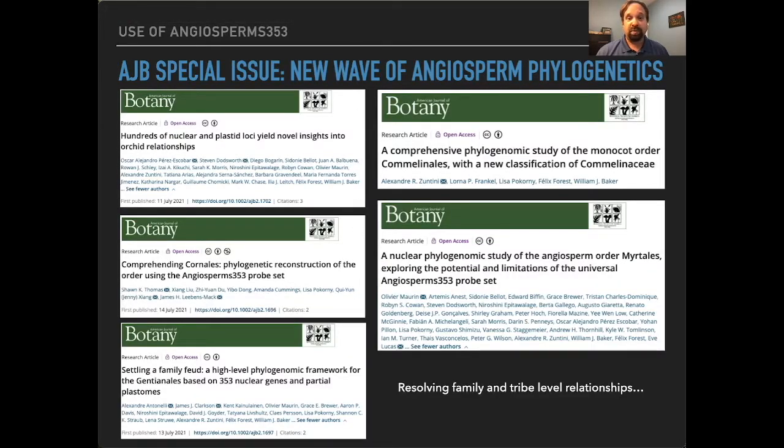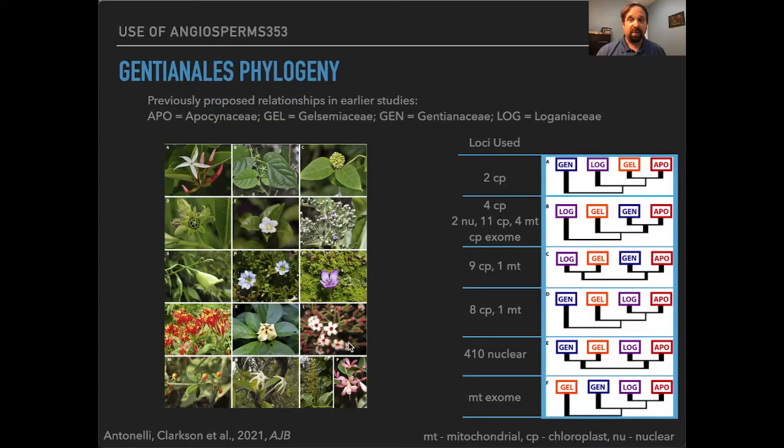In the Angiosperms353 AJB special issue, we clearly see a new wave of angiosperm phylogenetics with ordinal and tribe-level phylogenies for several different groups, including the orchids, Commelinales, Cornales, Myrtales, and Gentianales. I don't have time to go into all of these papers, but the Gentianales paper by Antonelli, Clarkson, et al. has a lot of the themes that can be found in the other papers.